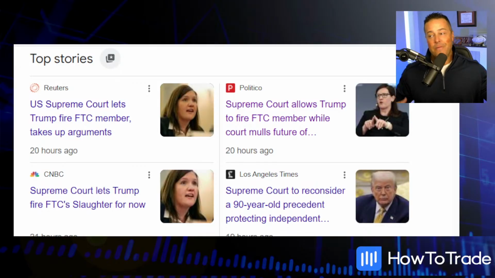They're going to be very, very receptive to cutting interest rates. This is a big deal. This sets precedent. We've been waiting for this decision for a while. Now the next decision will be towards the Lisa Cook case. That one's on appeal to the Supreme Court as well. We don't know what's going to happen there.